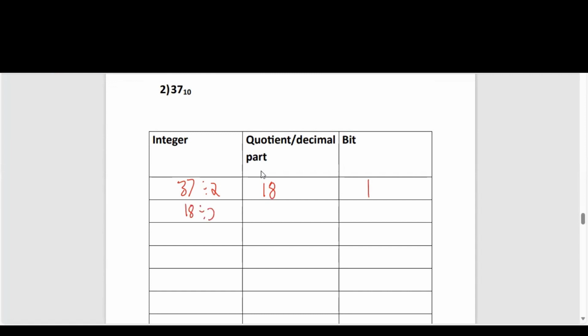18 divided by 2 is 9. Remainder is going to be 0. 9 divided by 2 is 4. Remainder is going to be 1. Then 4 divided by 2 is 2. Remainder 0. And then 2 divided by 2 is 1. Remainder is going to be 0. And then 1 divided by 2 is 0 and remainder 1. And this is the most significant bit. So the answer will just be 1, 0, 0, 1, 0, 1 to base 2. And that's it.